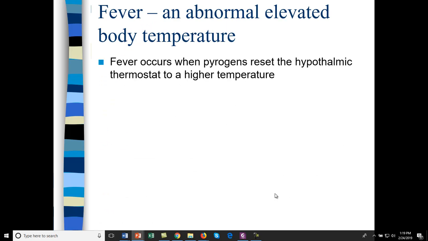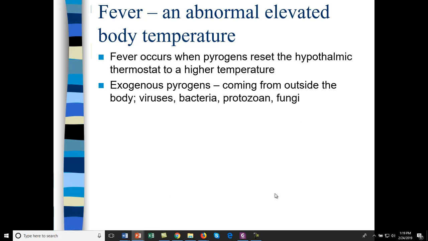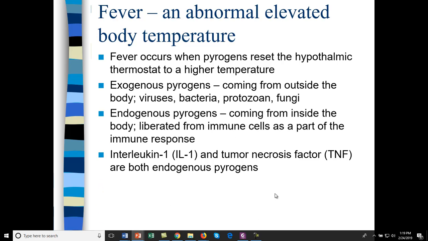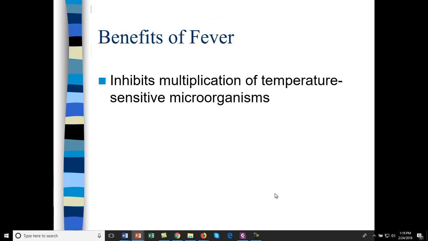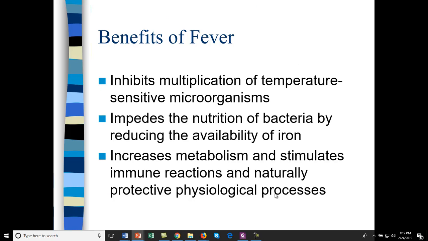So I think I'm repeating some stuff. We talked about fever a little bit, so I'm going to move forward. I think I have covered a lot of this already.